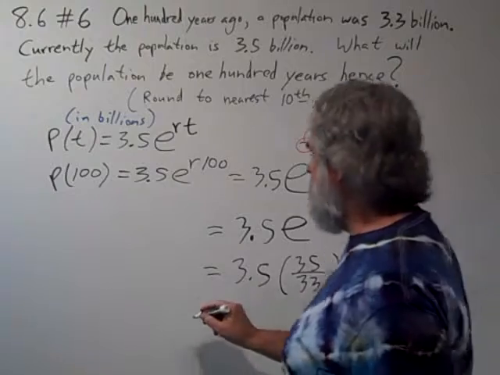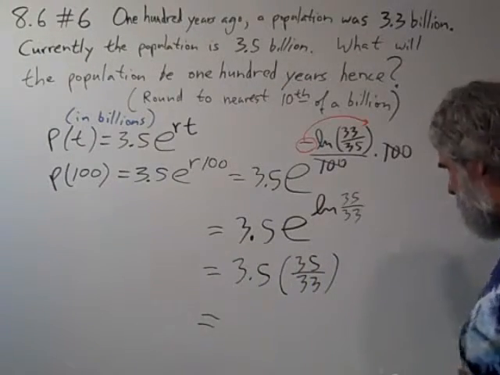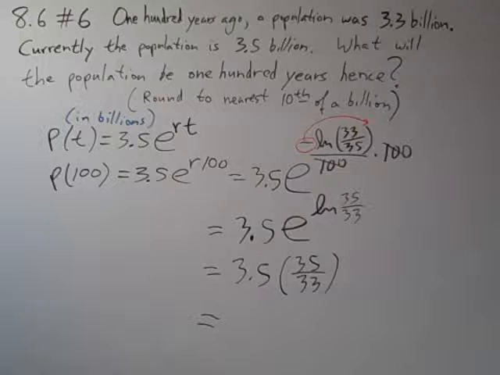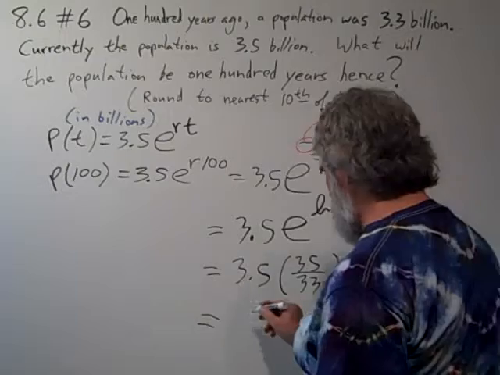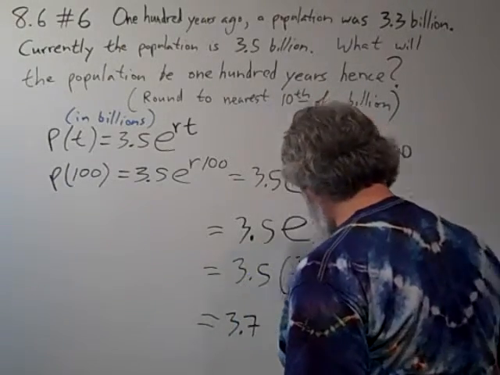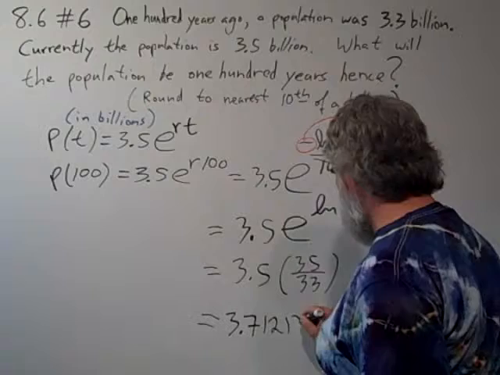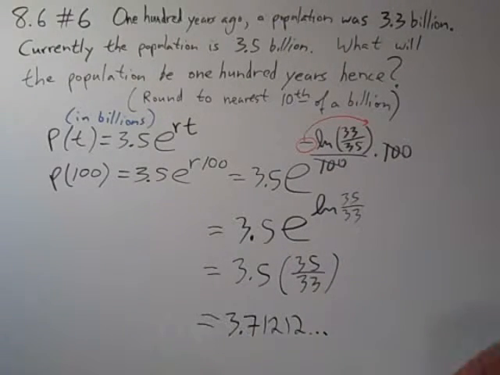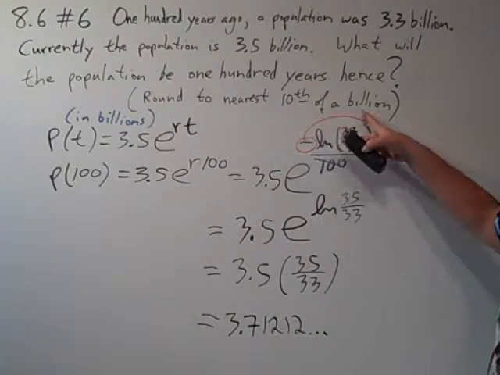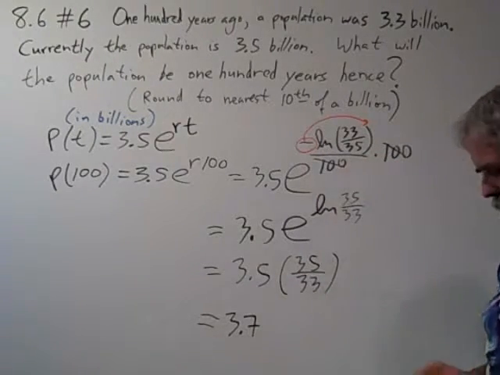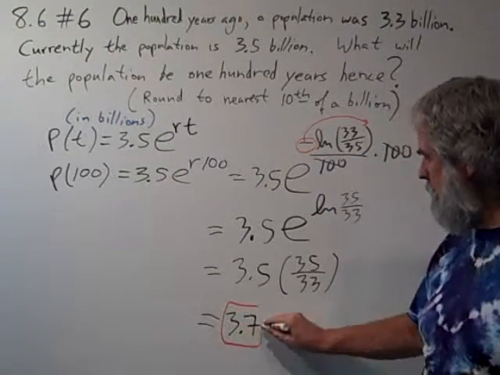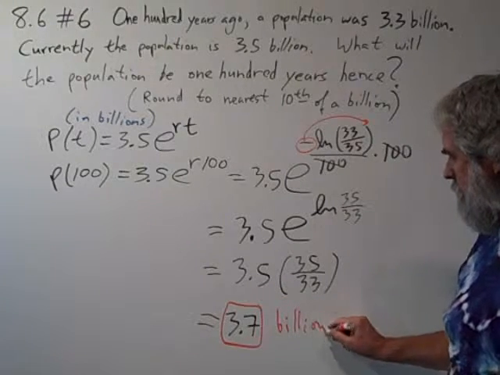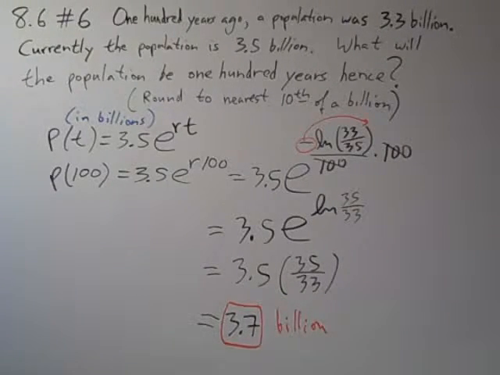So finally, we get 35 divided by 33, and then multiply that times 3.5, and we get 3.7. That's how many billions of people. So rounding it off to the nearest tenth of a billion, this is about 3.7 billion. The population 100 years in the future.